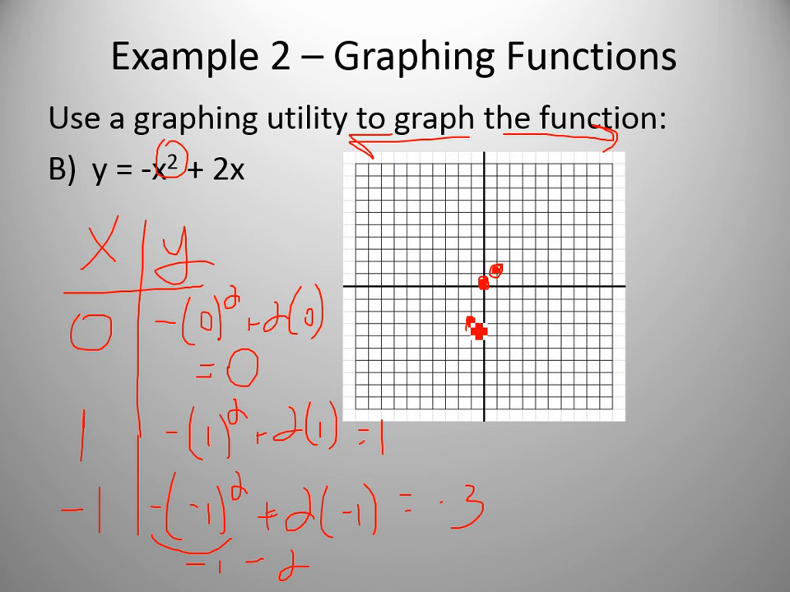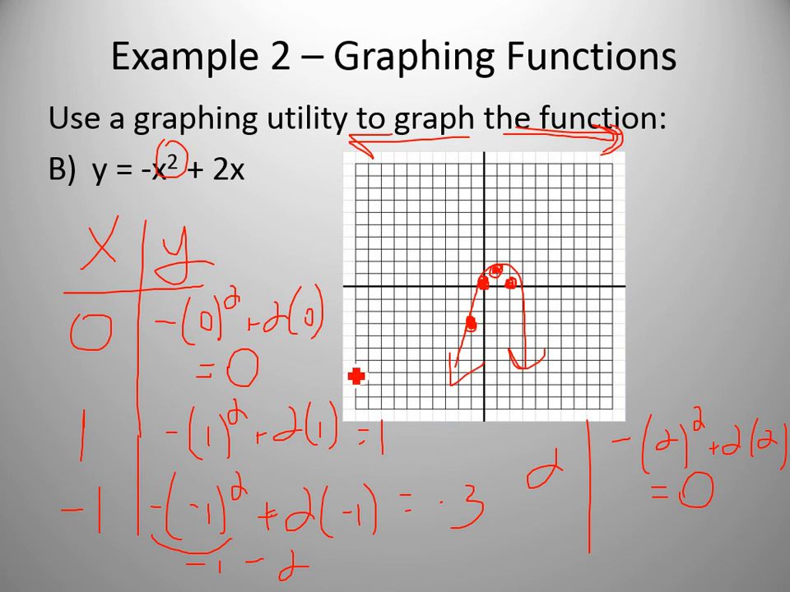So I'm going to kind of go on this positive side, maybe get another point, because I'm thinking it might look something like this here as I kind of move through it. So I'm going to put a 2 in for x. And when I do that, I got negative 2 squared plus 2 times 2. And when I do that, this equals 0. So another point on the graph here would be 2, 0. So I get something that looks kind of like that. Now I can kind of see that my graph's going to look maybe something like this here.